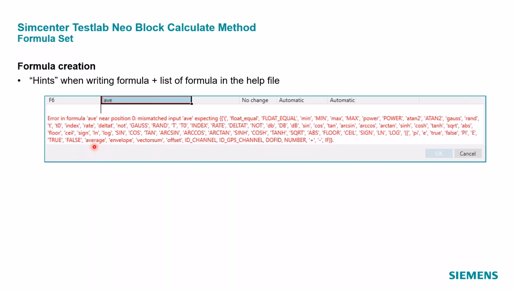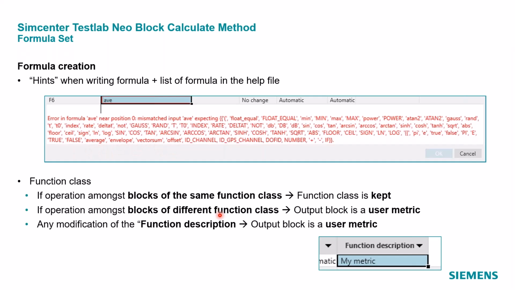So I need to start typing average, and then it would no longer give you that syntax help. So you can see average, envelope, vector sum, offset. These are some of the available commands. So function class: if the operation is on blocks of the same function class, the function class is kept. So if I'm doing a formula using only orders, then it's going to keep the function class as order.